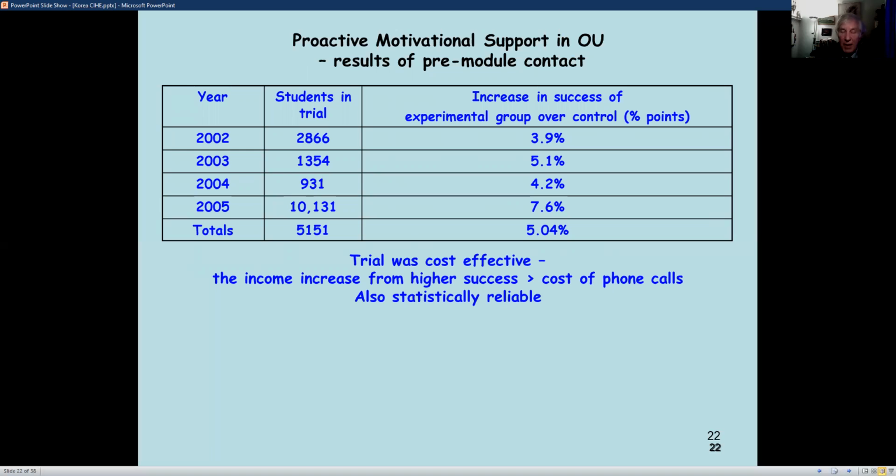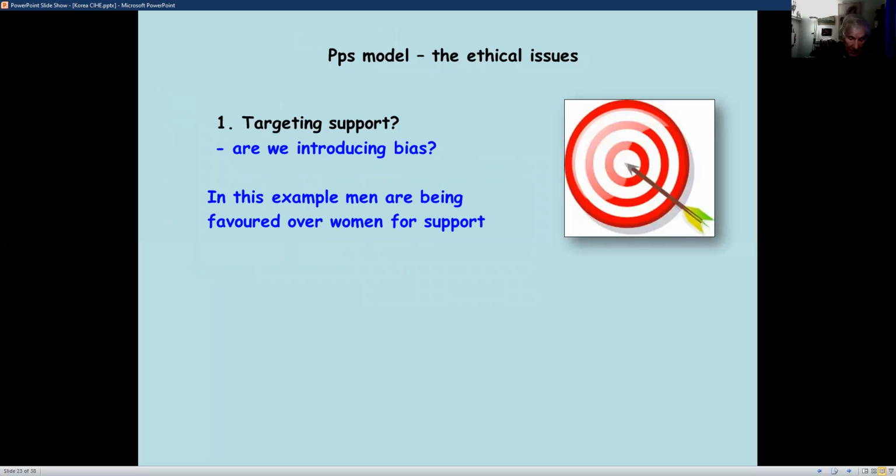But there were two ethical issues that worried me. The first one was, were we targeting support and introducing a bias? We were using our limited resources in focusing the support on the students with the lowest prediction. But was that targeting ethical? Did it introduce an unexpected bias? In this example, for instance, we were targeting more men than women for the extra support.